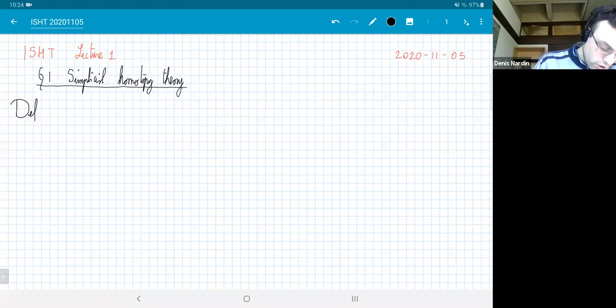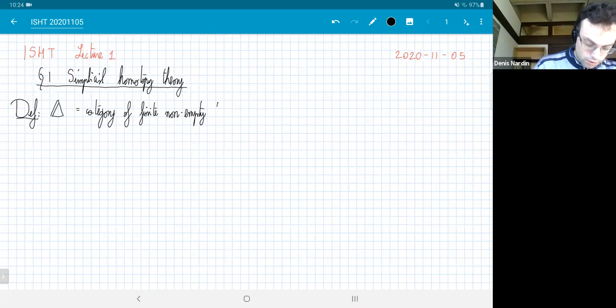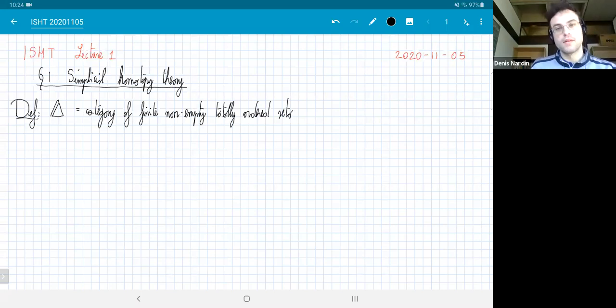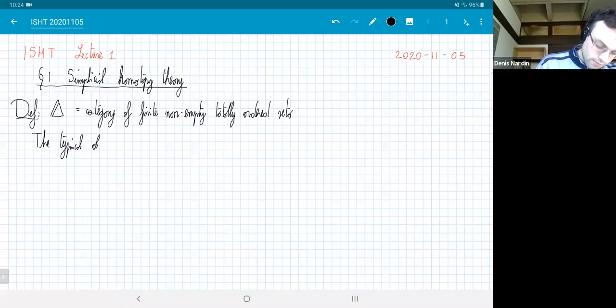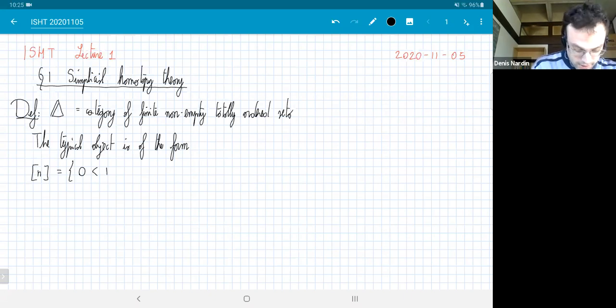So we start with the following category, delta, which is the category of finite non-empty totally ordered sets, or finite non-empty posets. The typical object here is of the form brackets n, which is, slightly confusingly, but you'll see why in a moment, called like that, the finite totally ordered non-empty set with n plus one elements.